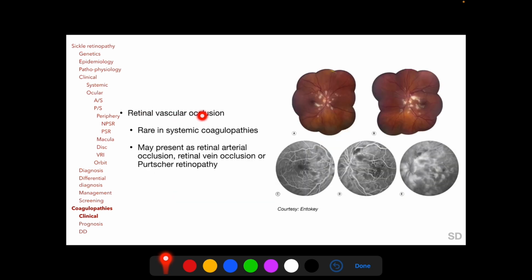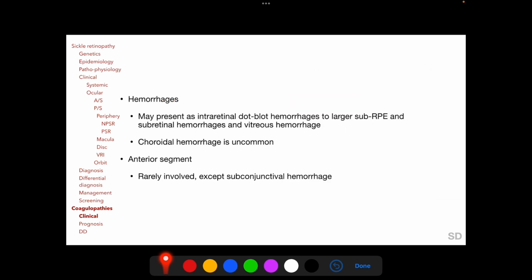Retinal vascular occlusion is rare in systemic coagulopathies, and may present as retinal arterial occlusion, retinal vein occlusion, or posterior retinopathy, as seen here in the two fundi of a patient with thrombotic thrombocytopenic purpura. Hemorrhages may occur as intraretinal dot blot hemorrhages to larger sub-RPE and subretinal hemorrhage as well as vitreous hemorrhage, but choroidal hemorrhage is uncommon. Anterior segment involvement in systemic coagulopathies is rare except for the occurrence of subconjunctival hemorrhage.